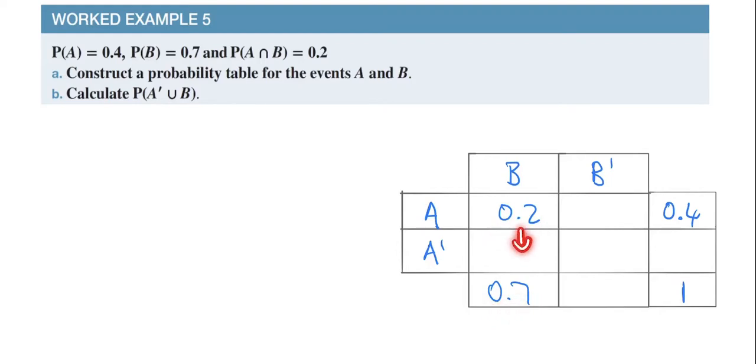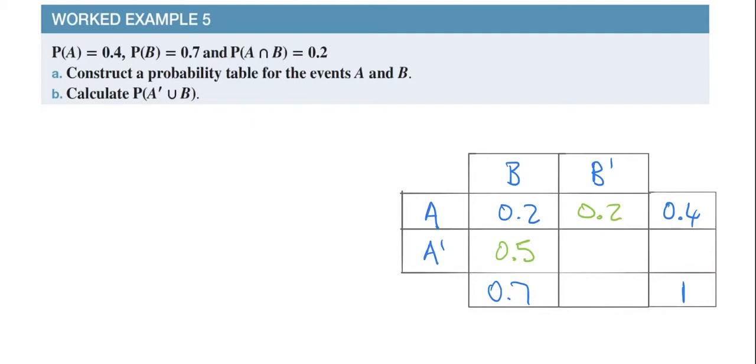If this is 0.7, that is 0.2, and not 0.2 must add up to 0.7. So this needs to be 0.5. Then 0.2 to 0.4, so it needs 0.2 over here. So that will be 0.2.